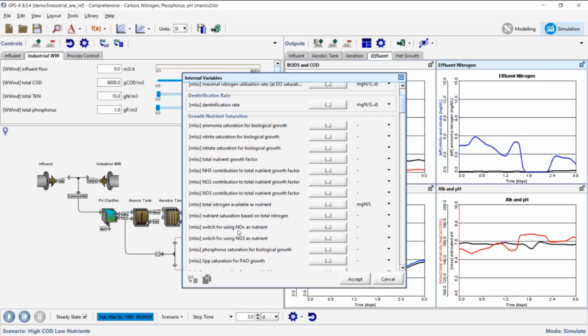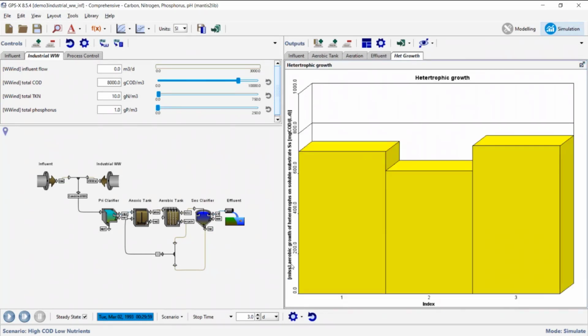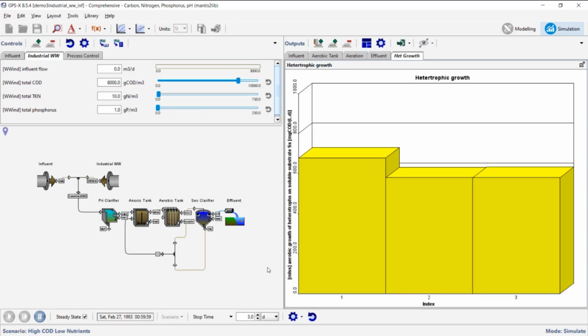So you could, for example, look at the total nitrogen that is available to be used as a nutrient, and take a look at what happens to that over time. So what I did was I just put the regular aerobic growth of heterotrophs on soluble substrate. I put that on a graph here. These are the 3 zones of this aerated bioreactor. And I just want to run this one more time for you because it tells the story in animated form.